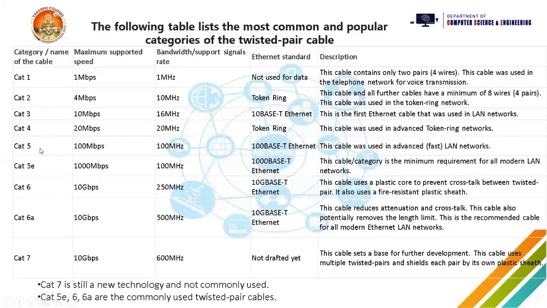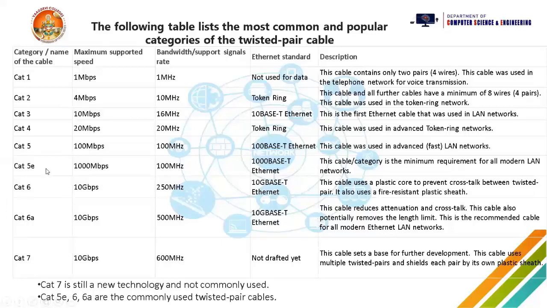Now what we are using is category 5E, category 6. These two are the more frequently used cables in our network, whereas category 6A and category 7 are the newer versions which are in the market, nothing but recently launched. So more we concentrate on 5E and 6.